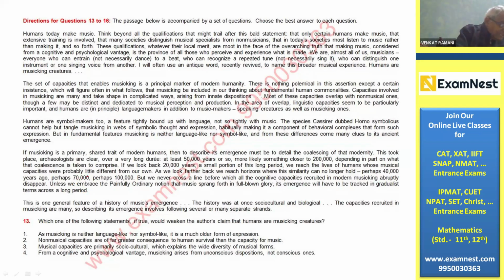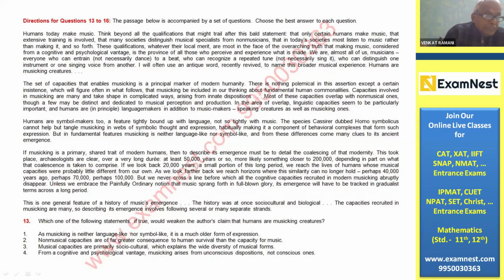And they take shape. They may be overlapping capacities, but the point is it is music, right? And human beings, you see, they are speaking creatures as well as musicking creatures. That is what he points out here. If you look at the passage carefully, he talks about the linguistic capacities. And why does he talk about it? Let's see. He says humans are symbol makers too. But when it comes to music, the symbolism may not work. It may not be of much use there. See what he says here.